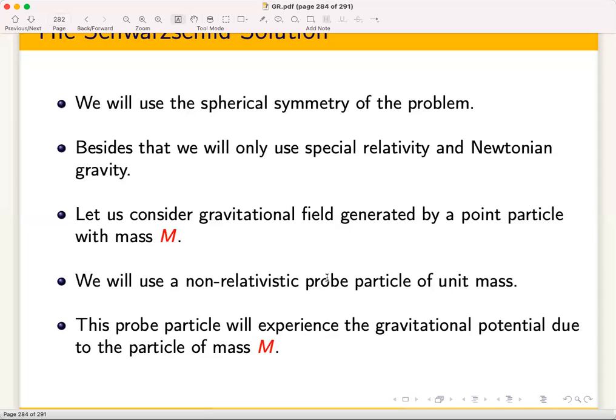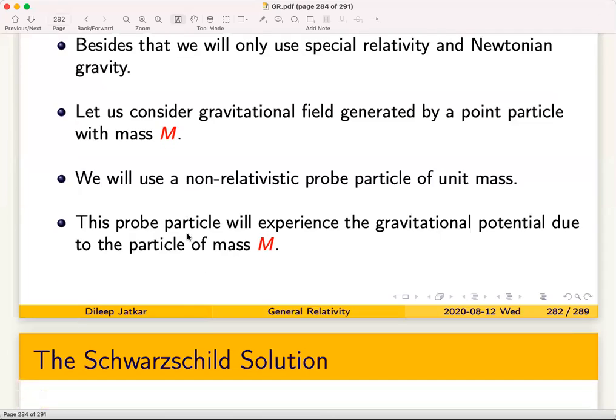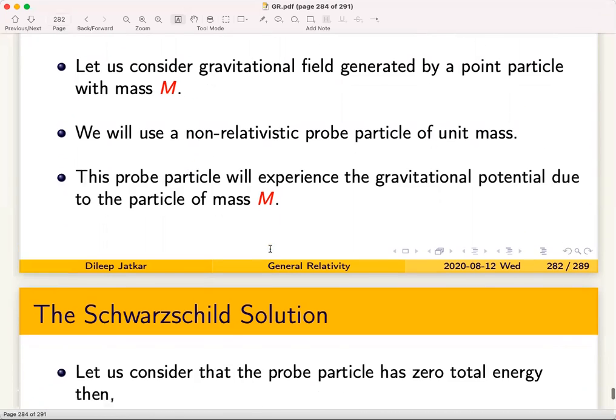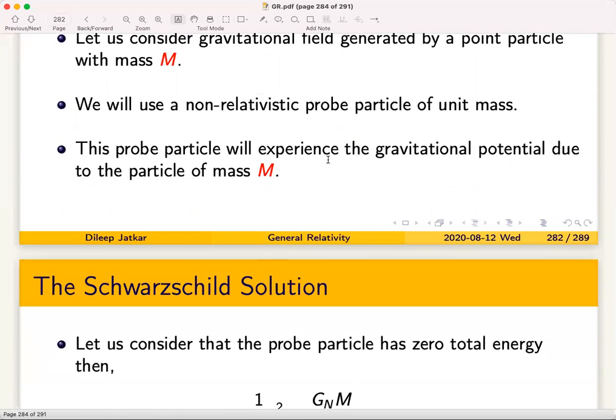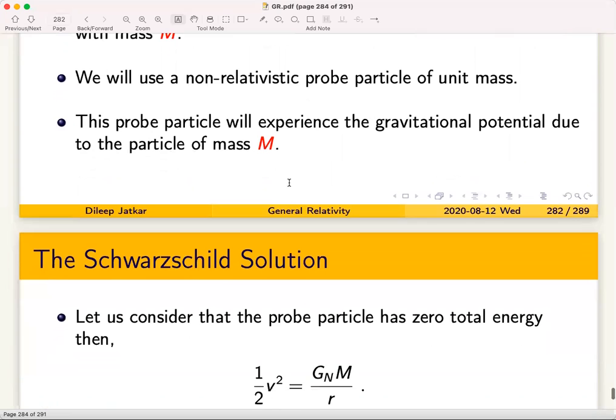So let's consider the probe to be non-relativistic. That means, imagine that you are very far away from the point mass, then the gravitational field is very, very weak, and the particle is moving very slowly. Non-relativistic physics is fine. So this probe is experiencing the gravitational field generated by the point mass that we are looking at. I'm not going to use this complicated language. I'll just call that source itself m, so that I don't keep saying gravitational potential due to a point particle of mass m all the time, just to simplify.